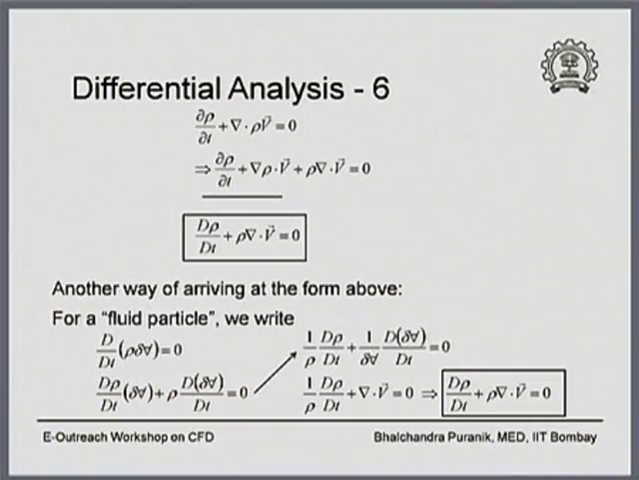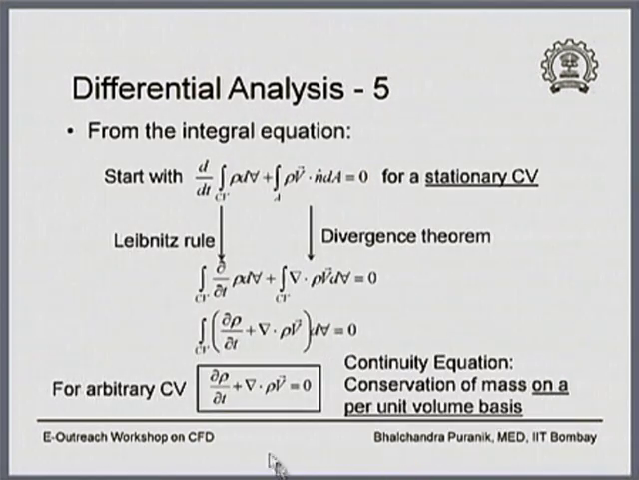So there was a question on slide number 6 of differential analysis, and in particular how this step is getting achieved, if I understand the question correctly. The way it has been done is that if I go back one slide, here we have obtained the continuity equation from the integral form by doing these mathematical manipulations, and the form of the continuity equation comes in the form of divergence of rho times v.